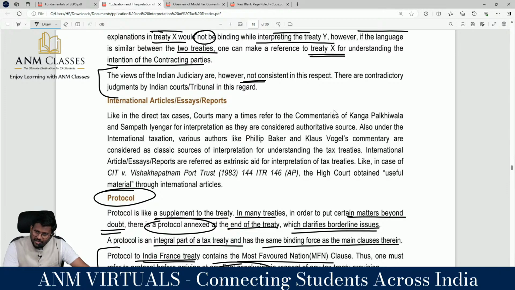Like in the direct tax cases, courts many a time refer to the commentaries of Kanga, Palkhivala and Sampat Iyengar for interpretation, as they are considered authoritative sources.